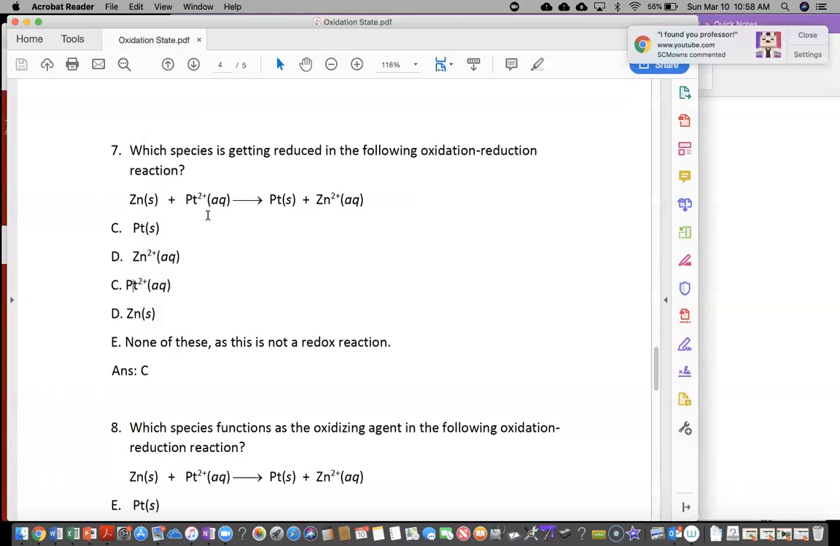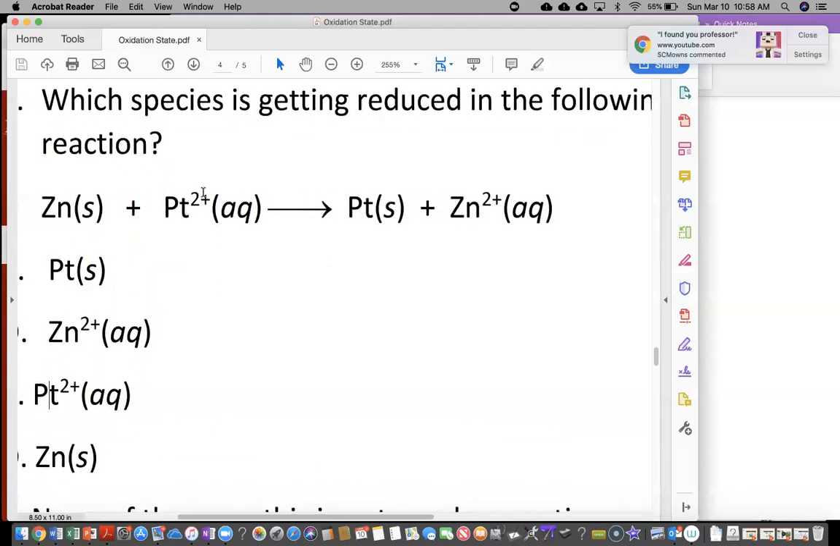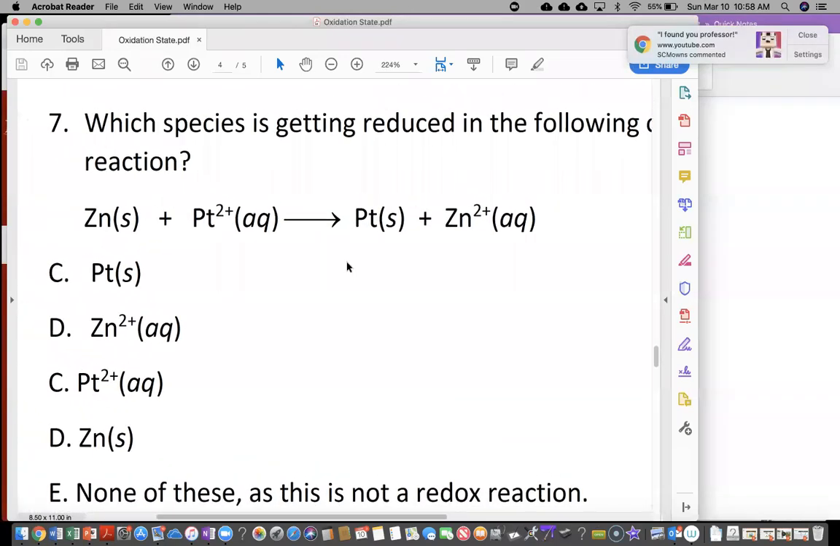Well, does it say it has a +2 charge right there? Yes, it's a +2. It says +2 here. Yeah, zinc has no charge. Pt is +2. What's the other Pt on the right-hand side? 0. What is this zinc? +2. Okay, so what happened to zinc? Zinc went from 0 to +2.